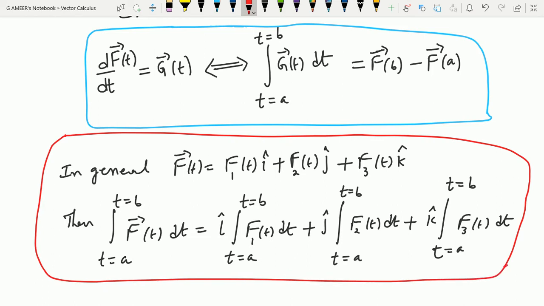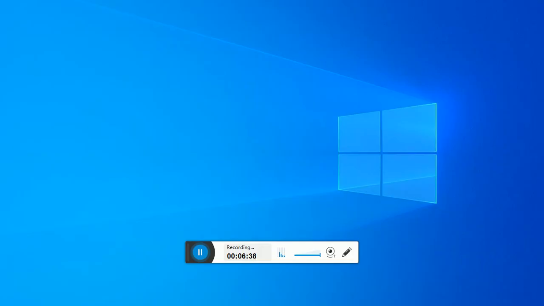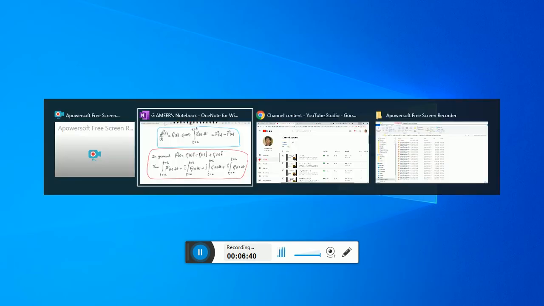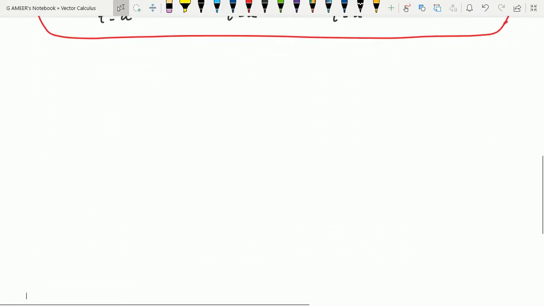I will take some examples, then you will understand clearly. I will take some examples for you. Through those examples you can understand what it is actually.